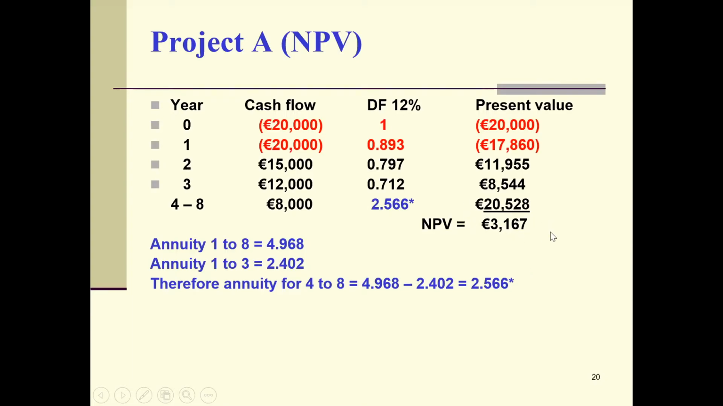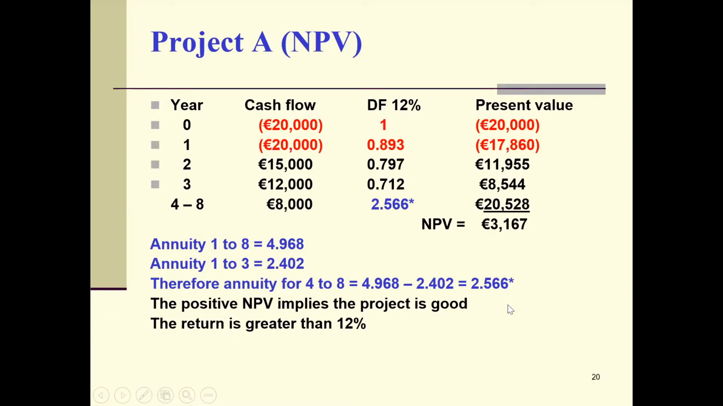Now, the interpretation of that is simply that you've got yourself a good project, the cash inflows outweigh the cash outflows, the benefits are greater than the cost. These are the positive things, these are the negative things, but the positives outweigh the negatives. And we have a 3,167 positive. That means we've got ourselves a good project. What it essentially means is you're making more than 12%.